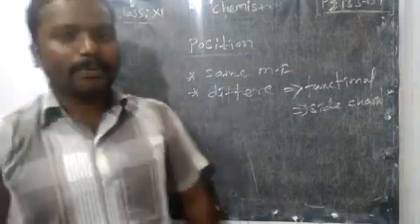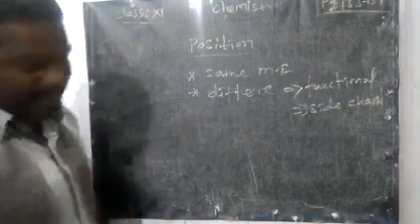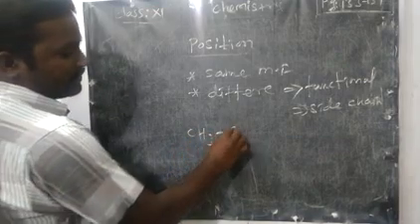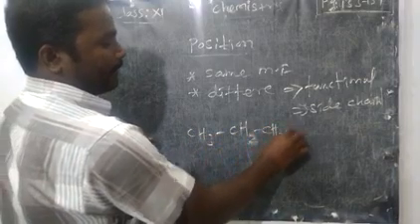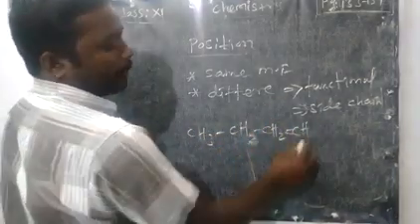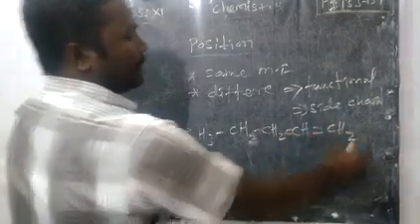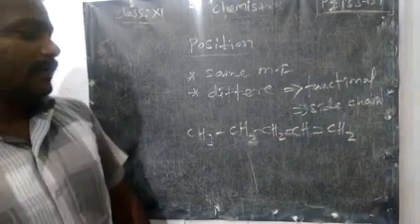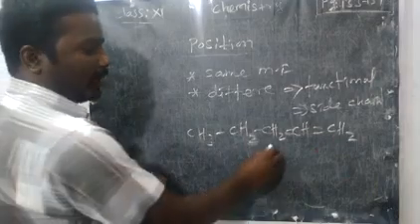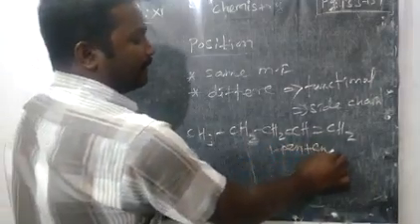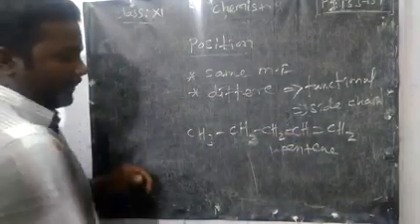Now we will see an example for position isomerism. We can take pentene, because we need more carbons. Here there is a double bond. First we will have the double bond here, right? For this compound, what is the name? 1-pentene, because 5 carbons, 1-pentene.